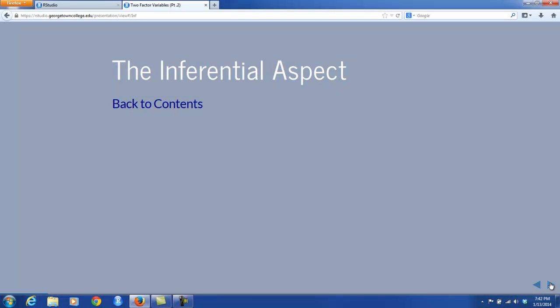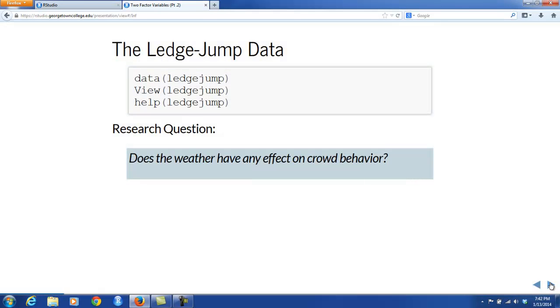Okay, what do I mean by the inferential aspect of a research question? To get a handle on this, let's take a look at a new data frame, a somewhat small one, called LegJump. It's based on some real data, and you can learn more about it by running the usual data and view commands to get a close look at it, and also the help command in order to find out more information about who collected it and why.